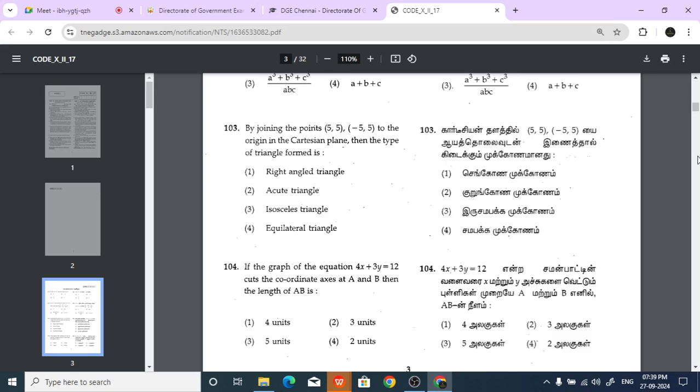So, can you read the 103rd problem? Because 102 I am just skipping for some reason. 103.